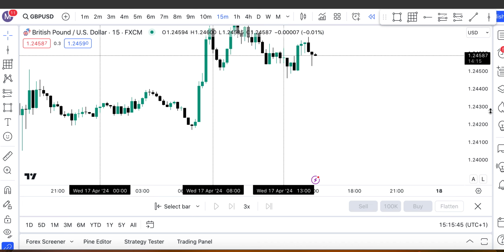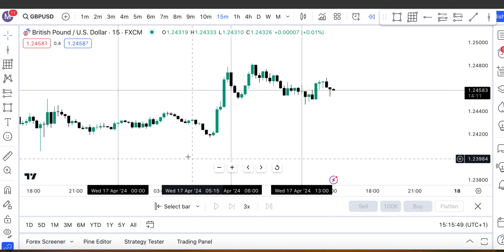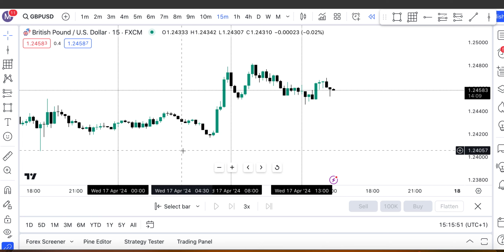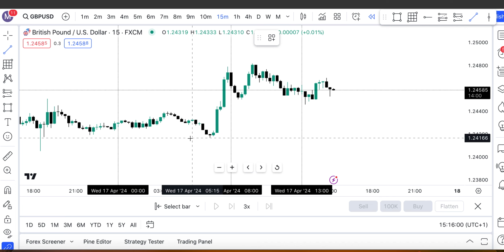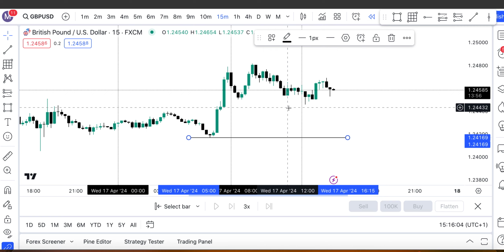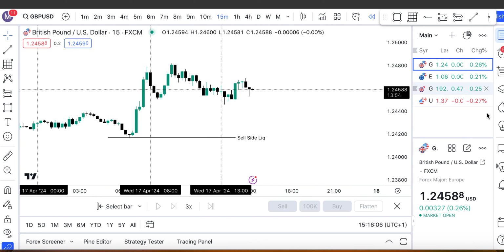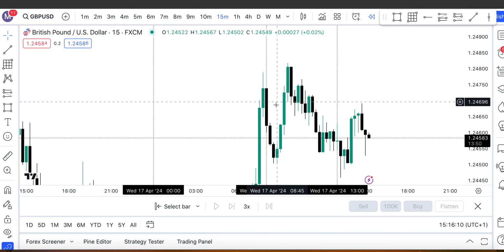Now, each session's high and low acts just like the previous day's high does. It can be used to take trades off of. So we have Asia session, and here's the low of Asia. So we mark that out as our sell side liquidity. And then we also have Asia's high.